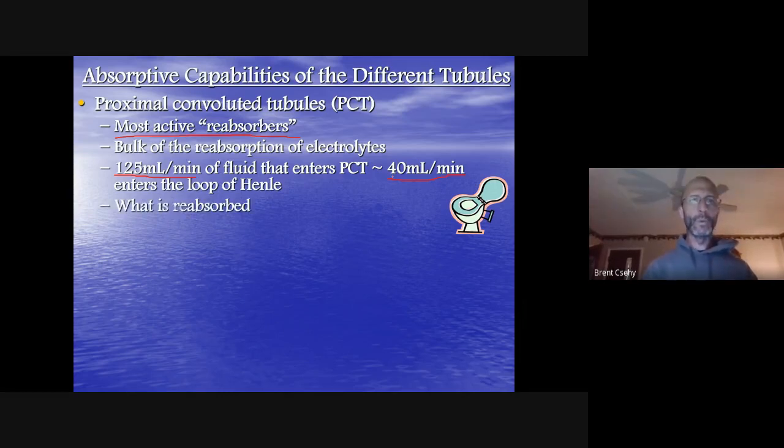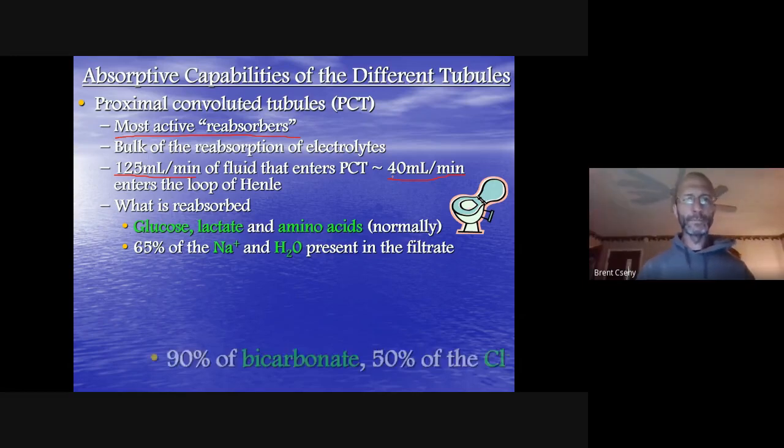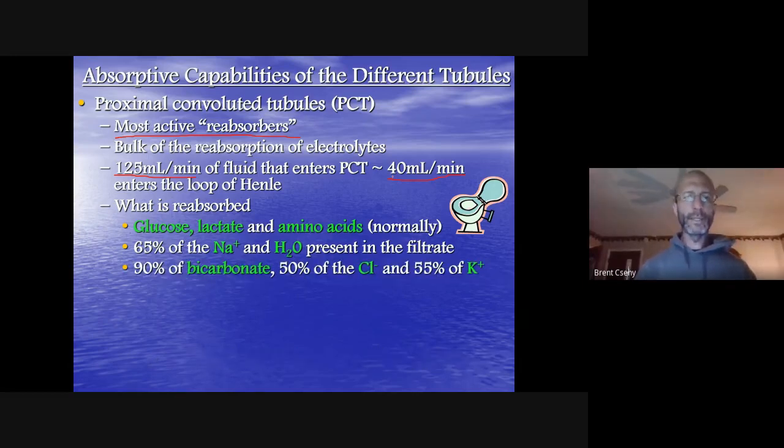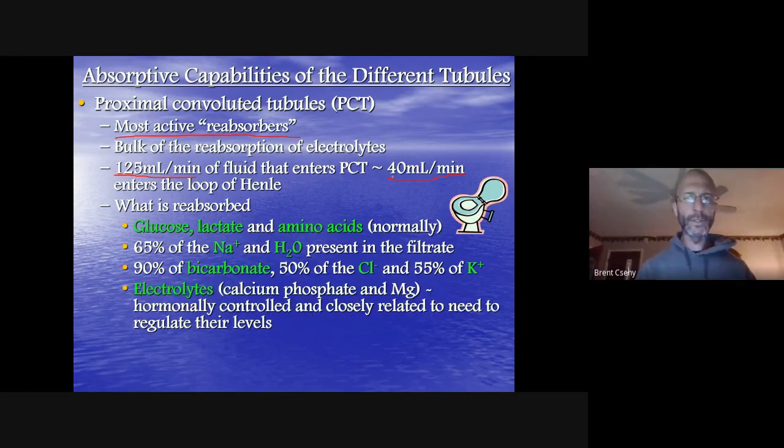So what is reabsorbed? Glucose, lactate, amino acids. And then you've got these percentages. Don't get hung up on the percentages. You've got sodium and water, bicarbonate, that's like baking soda, chloride, potassium. That's not that important. And then a bunch of electrolytes. Calcium phosphate, that's for your bones. And magnesium, this actually goes back to the skeletal system. And these are all going to be controlled by your hormones.